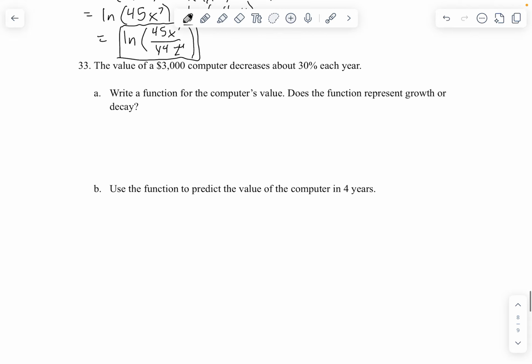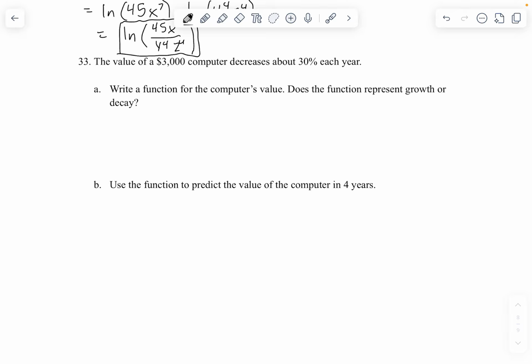Okay, last problem here. The value of a $3,000 computer decreases about 30% each year. Part A, write a function for the computer's value. Does the function represent growth or decay?